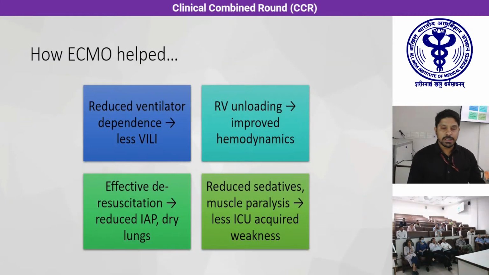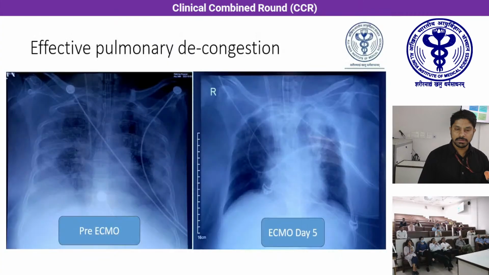So how ECMO helped our patient? It reduced the ventilator dependence, so there was less chance of ventilator-induced lung injury. It helped in effective right ventricular unloading, so this improved hemodynamics. This in turn helped us resuscitate the patient nicely, and we could dry up the patient, and we also reduced the requirements of sedation and muscle paralysis, so there was less ICU acquired weakness, and so the patient had good muscle power at the end of the ICU stay.